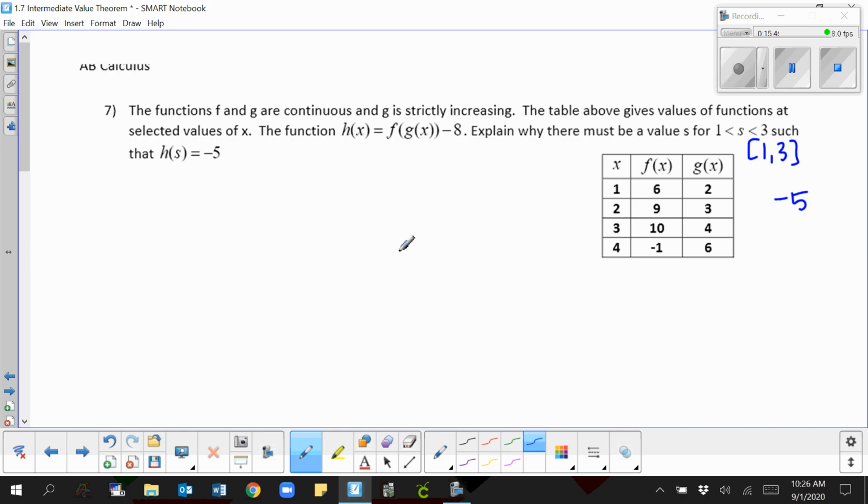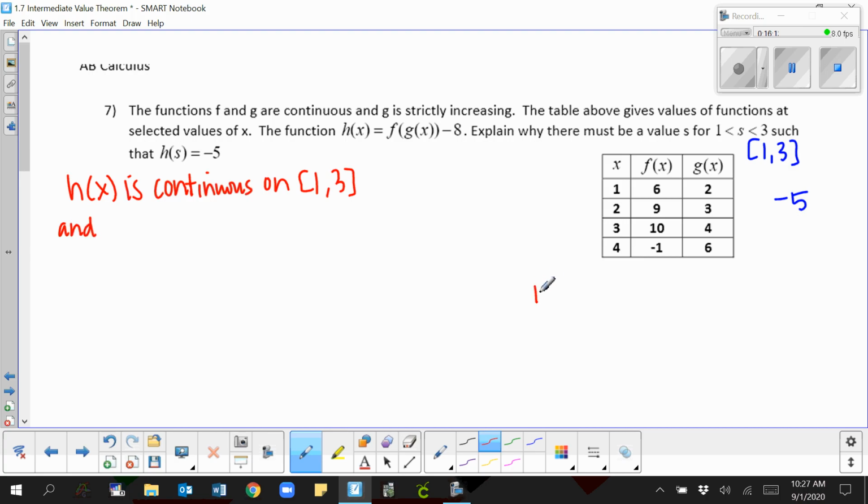So since f and g are both continuous, that means that h is also going to be continuous. So I can say that h of x is continuous. And I really cannot spell today. I'm sorry, guys. Continuous on my interval 1 to 3.